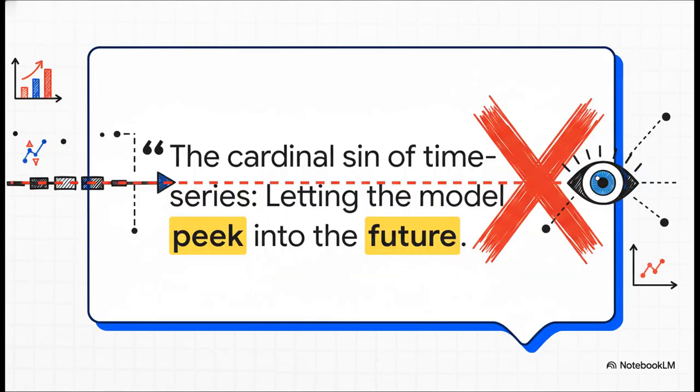And because of this memory, there is a cardinal sin in time series modeling. It's the one thing you can never, ever do. You can't just shuffle your data randomly when you split it for testing. Why? Because if you do, you're training your model on data from the future to predict the past. It's a huge mistake called data leakage, and it'll make your model look like a genius in testing, but be completely useless in the real world.